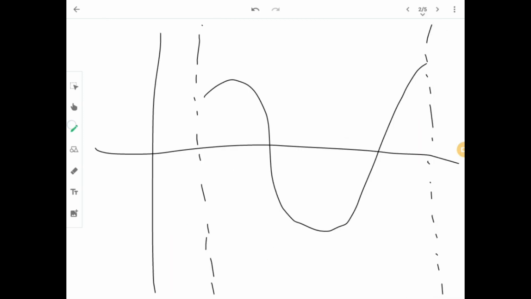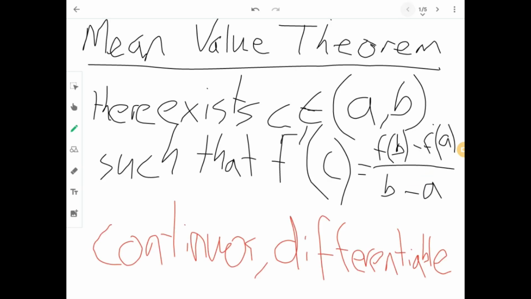Over here, you have this endpoint and you have this endpoint. If you draw a secant, it has a slope. Now, somewhere in this interval, since it's continuous and differentiable, somewhere in this interval there is a point with this exact slope, and it's supposed to be somewhere over here. Visually you can tell.